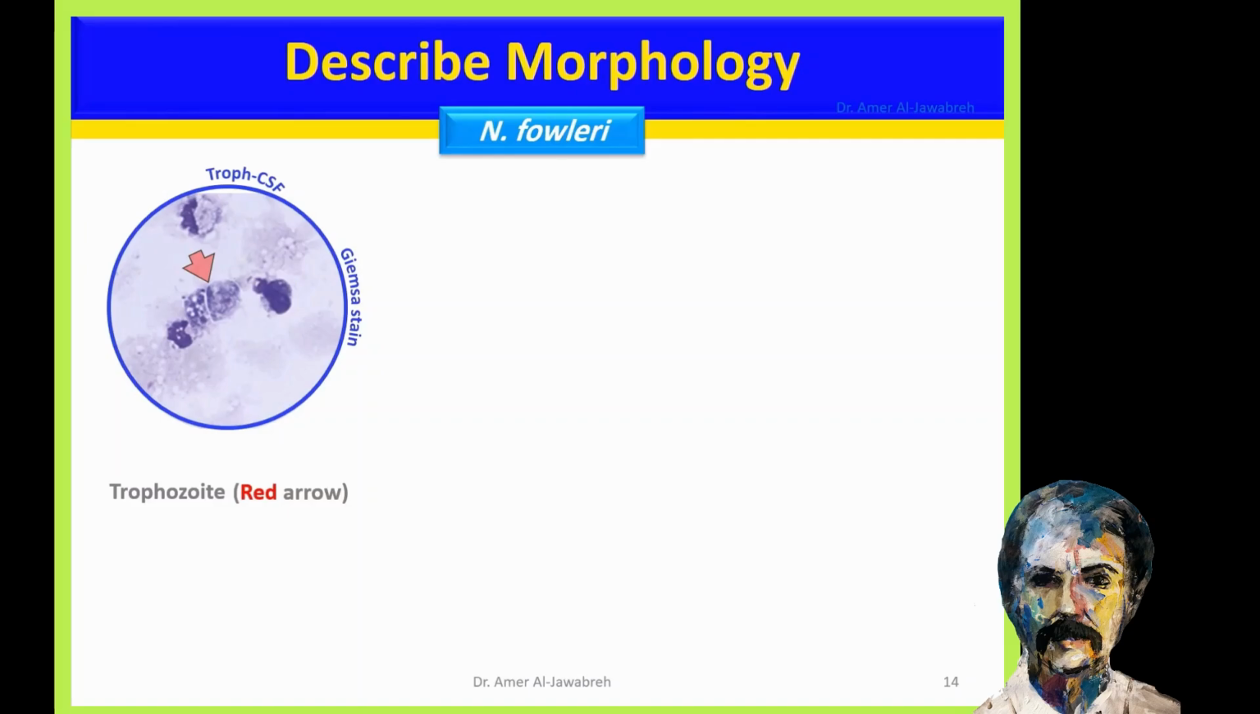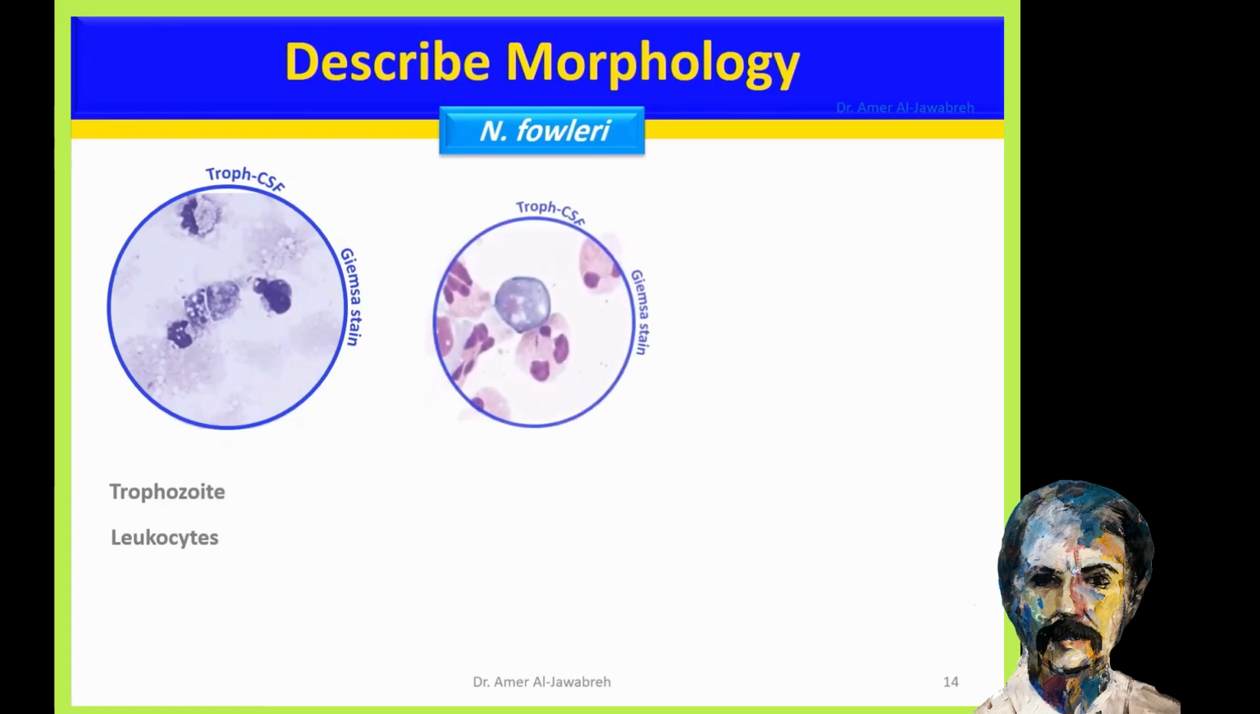Now look at some of the slides taken from patients. So here in the middle, you can see the trophozoite, and this one is a neutrophil, this one a neutrophil. So we have the trophozoite in the middle. That's Giemsa stain. Leukocytes around. Of course, the leukocytes here are not inside the trophozoite. They are next to it, not inside it.